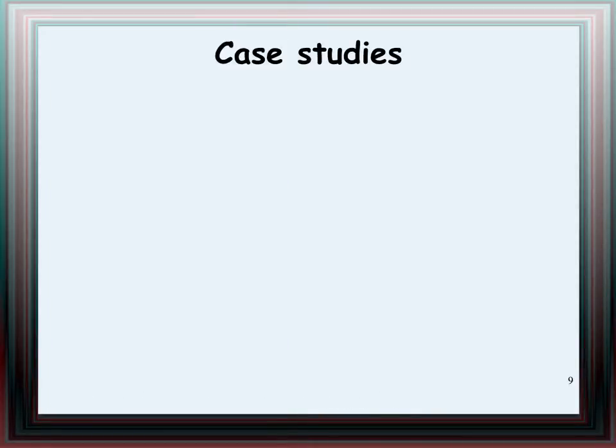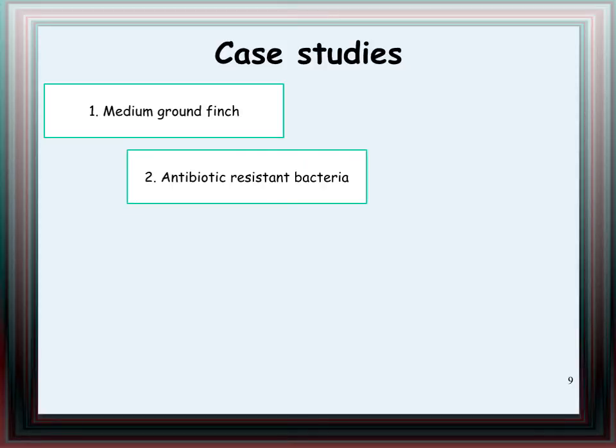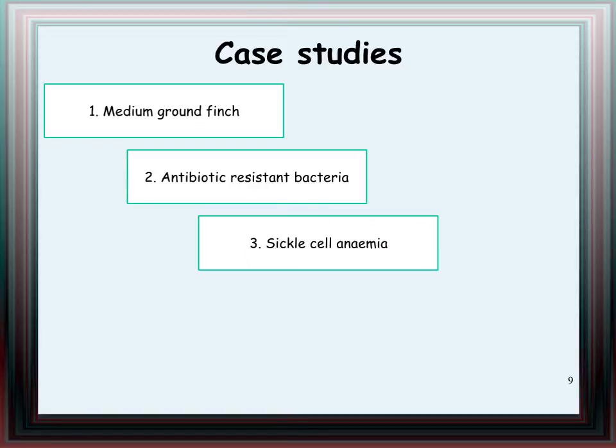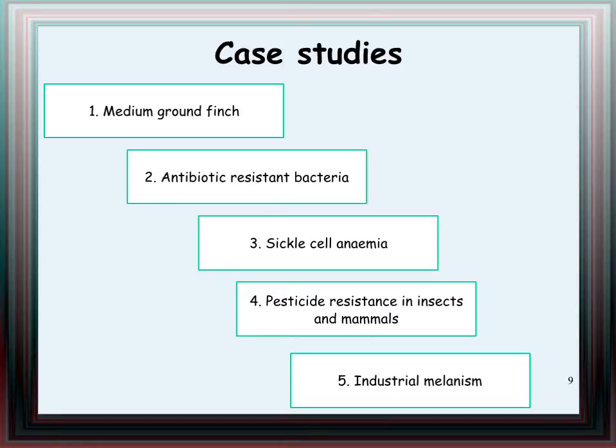Right, let's have a look at a few case studies as examples of evolution due to selective pressure. The first is the medium ground finch, then antibiotic resistant bacteria, sickle cell anemia, pesticide resistance in insects and mammals, and then finally industrial melanism. Okay, starting off with medium ground finch.